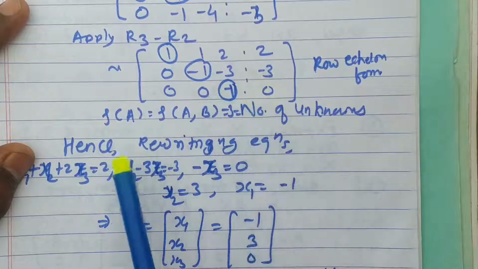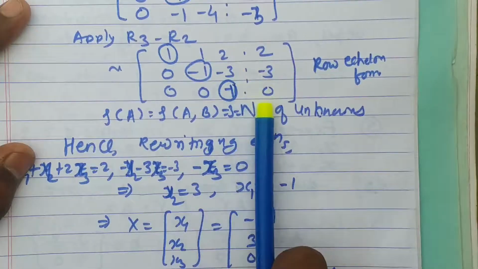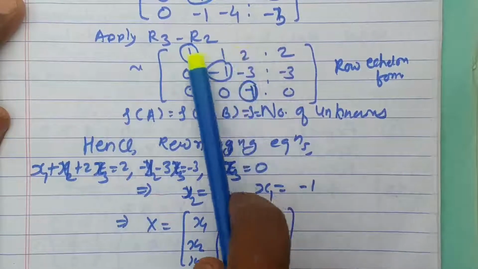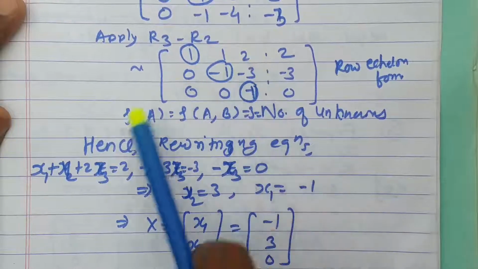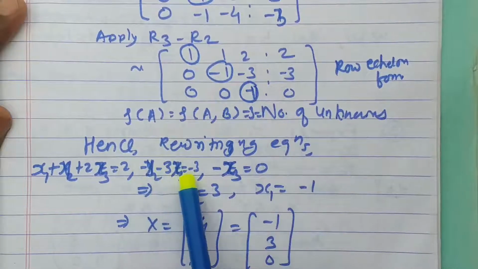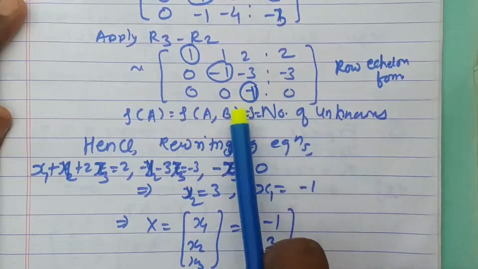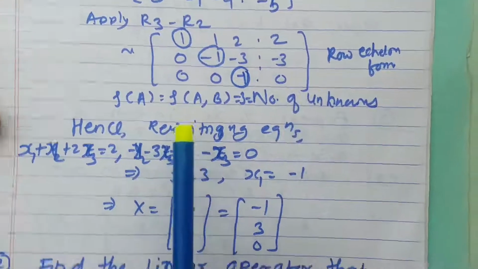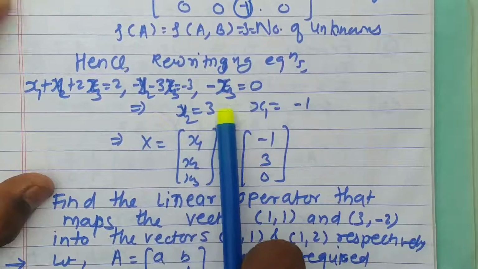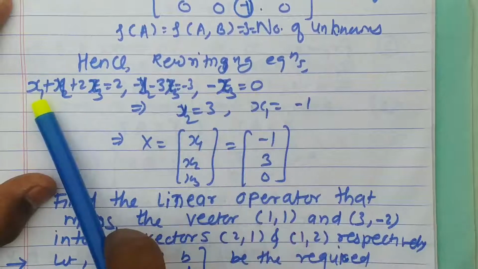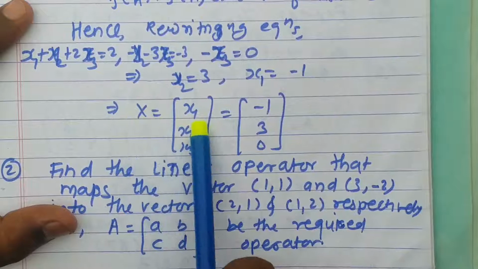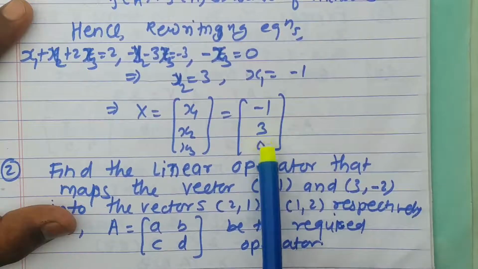For getting that, we rewrite the equations from this echelon form. The unknowns are x1, x2, x3. The first equation is x1 plus x2 plus 2x3 equal to 2. The second equation is minus x2 minus 3x3 equal to minus 3, and the last equation is minus x3 equal to 0. Now minus x3 equal to 0 means x3 equal to 0. If you put x3 equal to 0 here, you will get x2 as 3, and putting these two values in the previous equation, you will get x1 as minus 1.